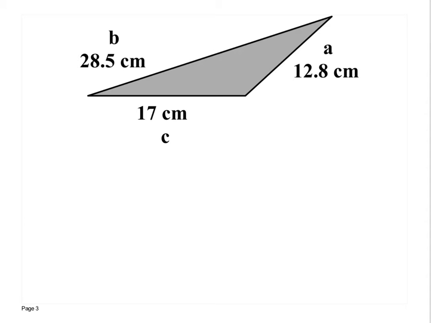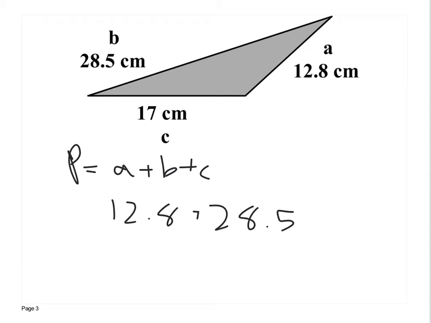All right, it asks for perimeter of this triangle, so I just take A, which, for me, I just write down a formula. Okay, it's easier when you just plug in what they give you. So I write down the formula, and then I plug in A, which is 12.8. Plug in B, which is 28.5, and then plug in C, which is 17. And when I work that out, I believe it comes out to 58.3.